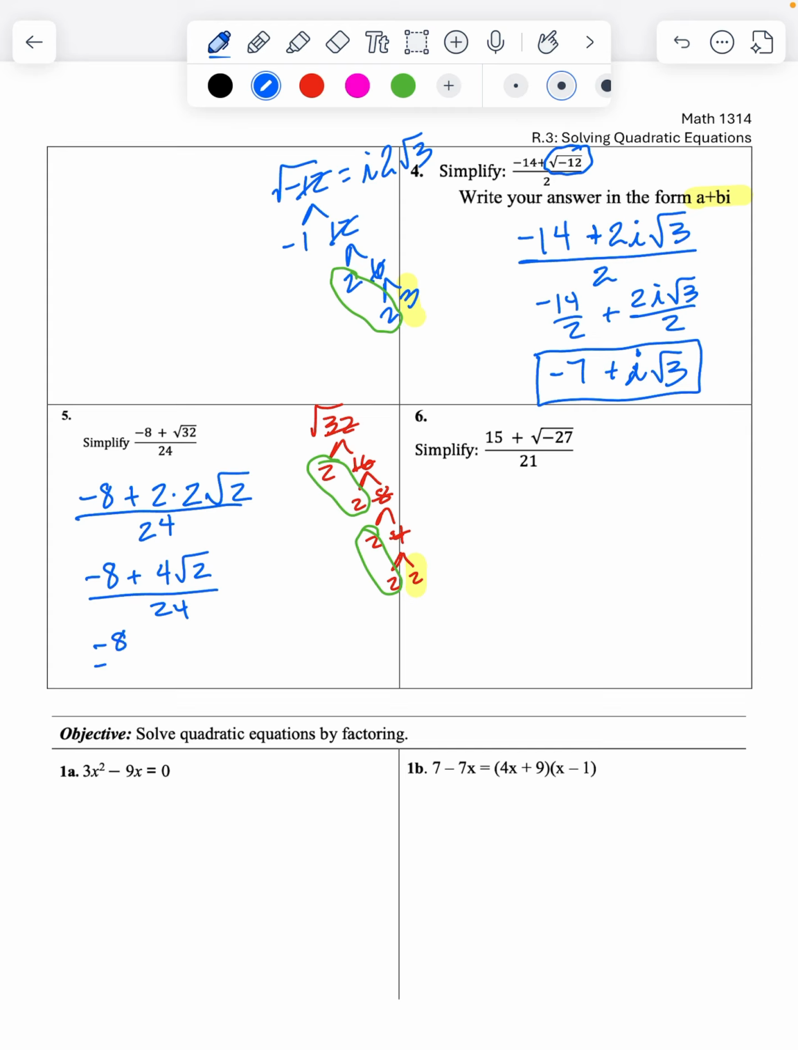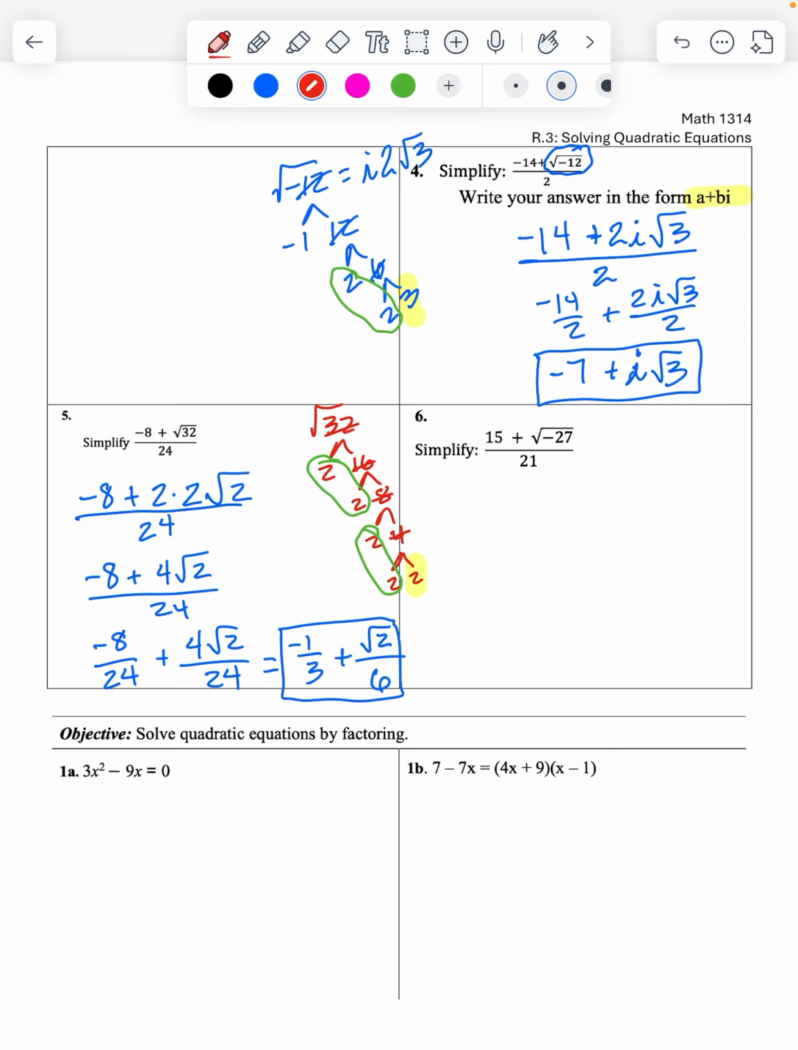And we reduce again if we can. Both parts on the top simplify with the denominator as much as possible. So negative 8 over 24 will reduce to negative 1 over 3 because 8 and 24 are both divisible by 8. And 4 times the square root of 2 over 24, 4 and 24 will both reduce by 4. They'll become 1 times the square root of 2 on top. You can write the 1 that's on the outside, you don't have to. And a 6 on the bottom because 24 divided by 4 is 6.